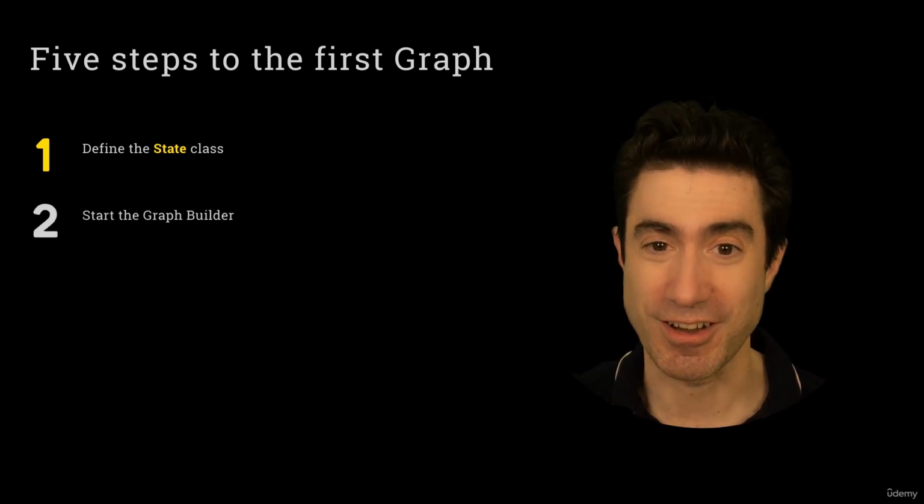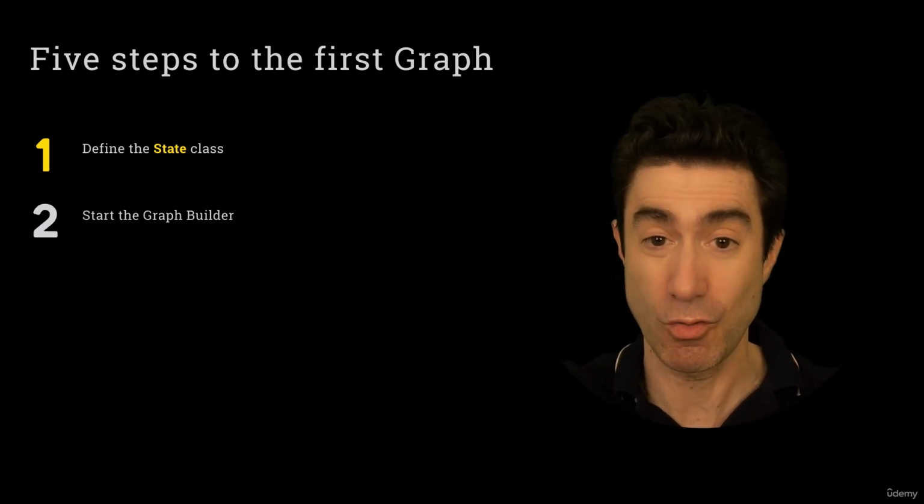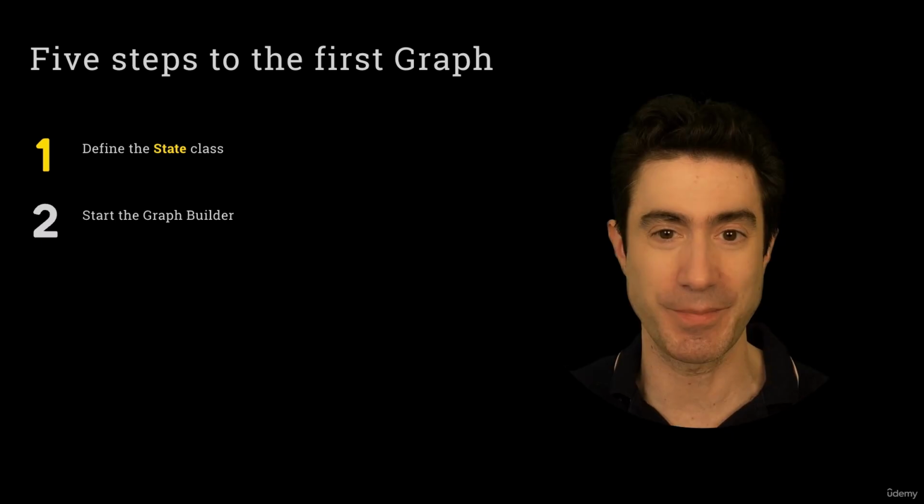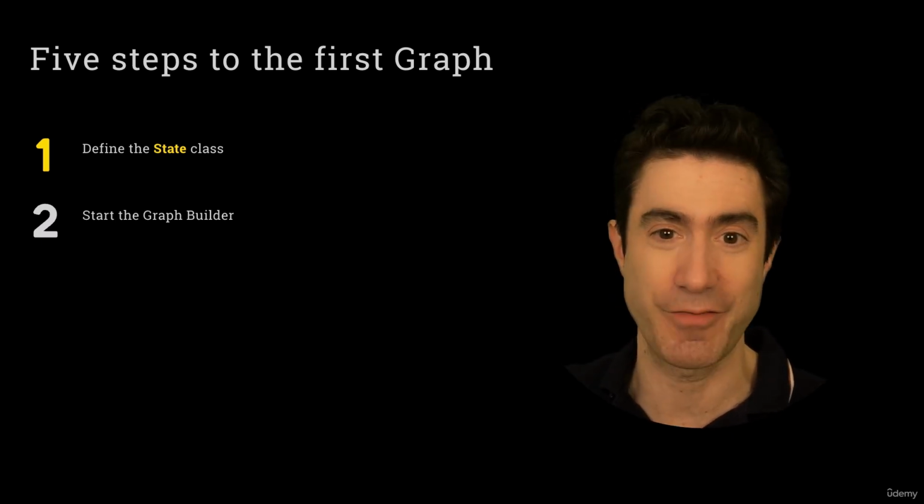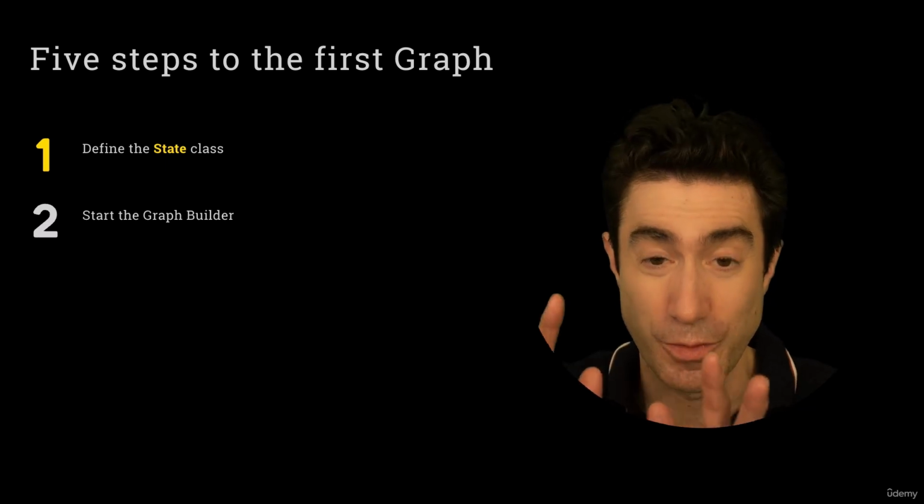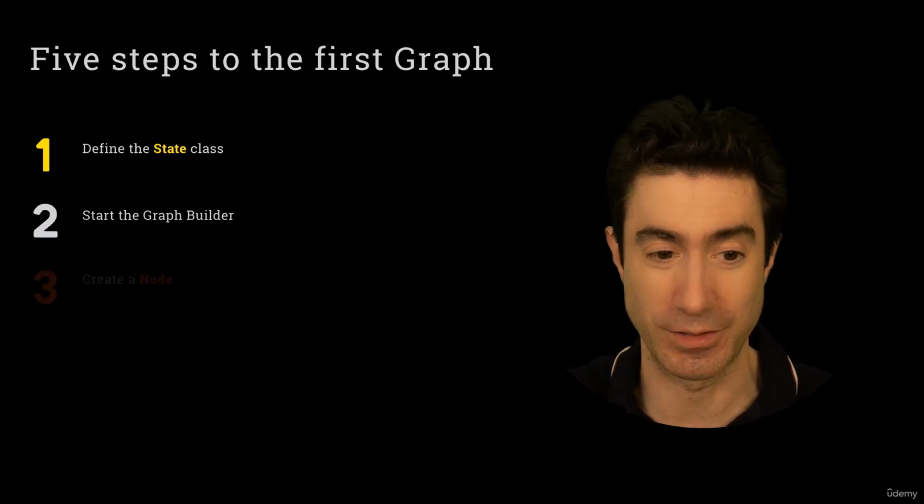Secondly, you start something called the graph builder. The graph builder is what you're going to use to lay out all the nodes in your graph. This is something you're doing up front. Nothing's actually running. It's not like we have an agent system that's running. This is all before we run the agent system. We first start a graph builder.